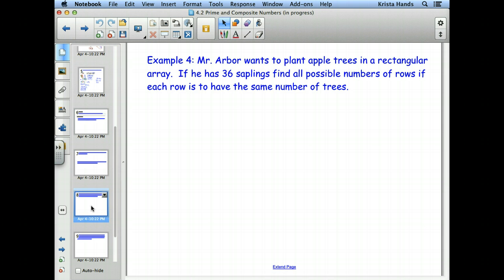2 and 18. You could have 2 trees and 18 rows, or you can think about it backwards, right? 2 rows with 18 trees in each of them, the 2 by 18 grid. What else could you have?